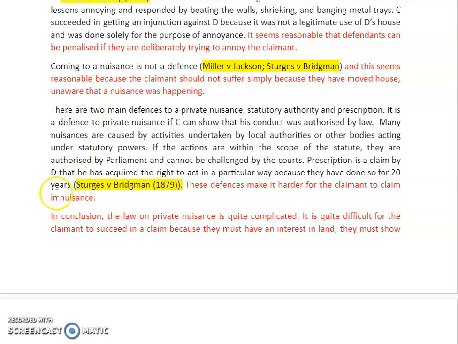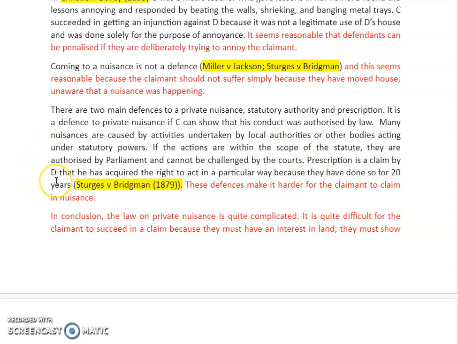And then we're starting to get towards the end here, so I'm outlining some defences. There are two main defences to private nuisance: statutory authority and prescription. It's a defence to private nuisance if the defendant can show that his conduct was authorised by law, and many nuisances are caused by activities undertaken by local authorities or other bodies acting under statutory powers. They might be rebuilding a road or something like that. And if the actions are within the scope of the statute, they're authorised by Parliament, they can't be challenged by the courts. Prescription, on the other hand, is a bit of a weird one.